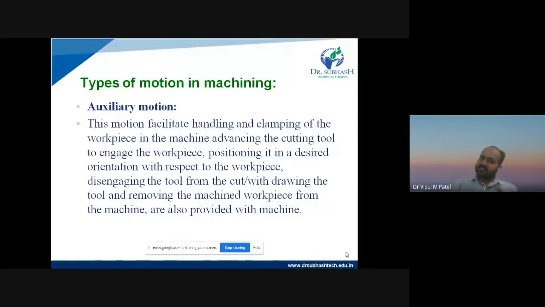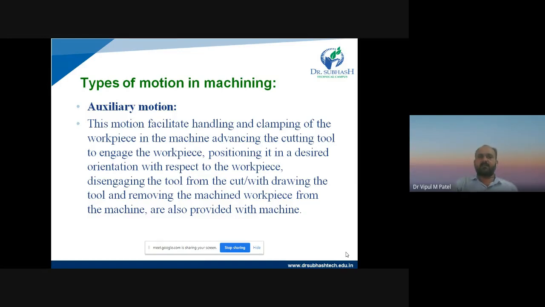So positioning it in the desired orientation with respect to the workpiece, disengaging the tool from the cut, withdrawing the tool and removing the machined workpiece from the machine are provided with the machine. Now when my work is finished, then how do we disengage the cutting tool from the cutting surface or withdraw the tool, or remove the machined workpiece from the machine tool? These are also provided with the machine.